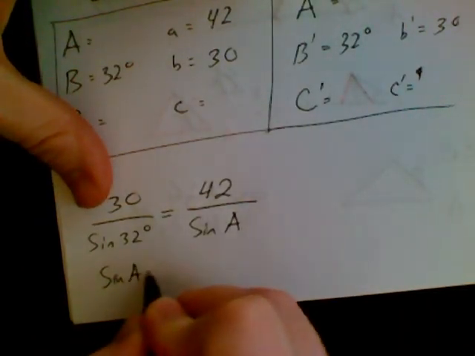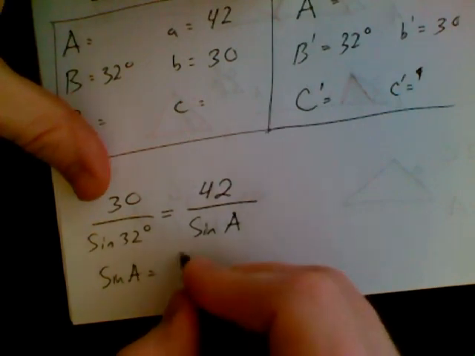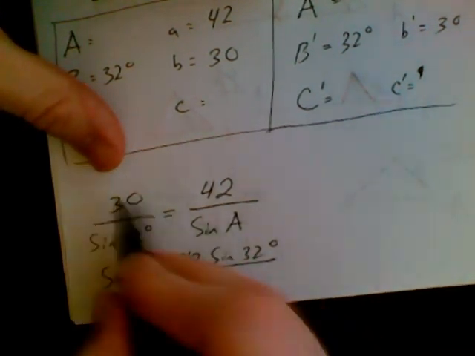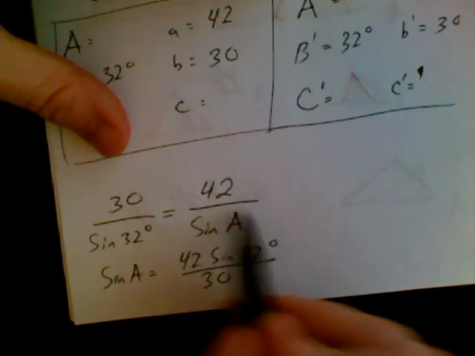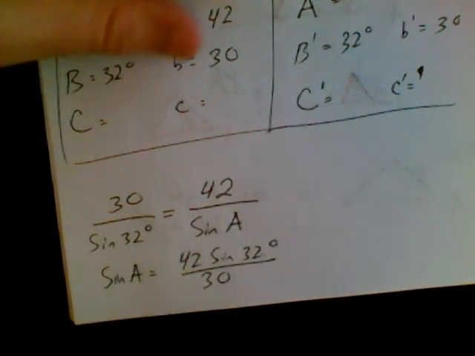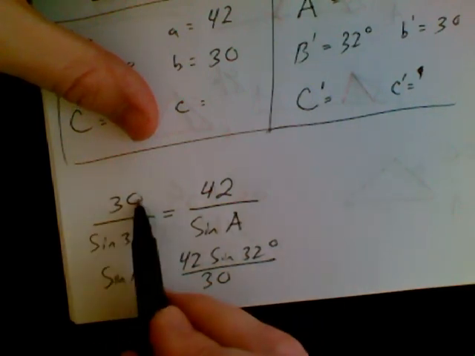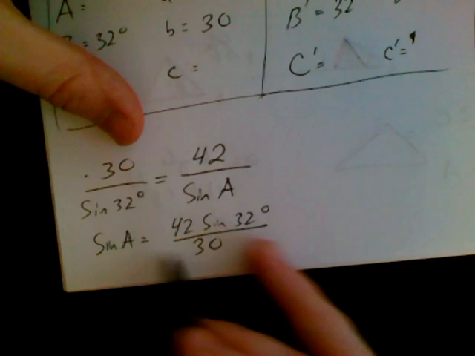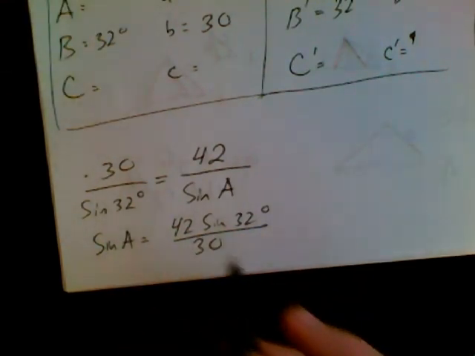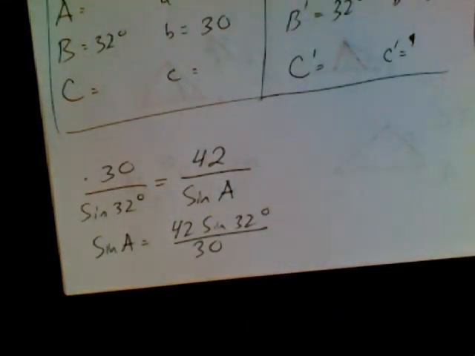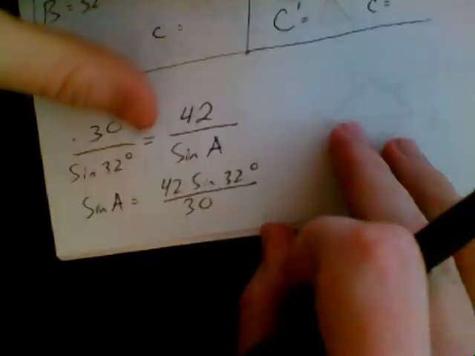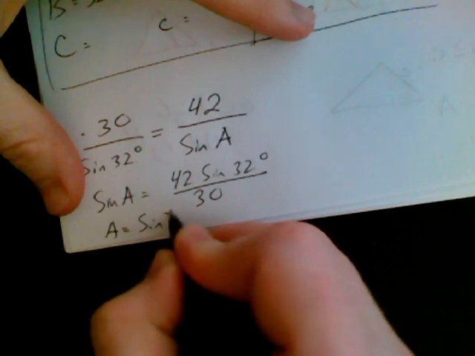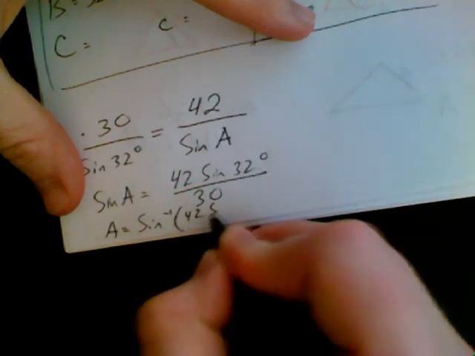So sine of A is equivalent to 42 sine of 32 degrees divided by 30. Again, cross-multiplying, or multiplying both sides by sine of A, multiplying both sides by sine of 32, and then I'm going to divide by the 30 on this side to get sine of A all by itself. That's going to give me this thing right here. I'm going to type that into the calculator and figure out what that's supposed to be. But really what I want is what A is equal to. So if I take the sine inverse of both sides, that's really what I'm looking for.